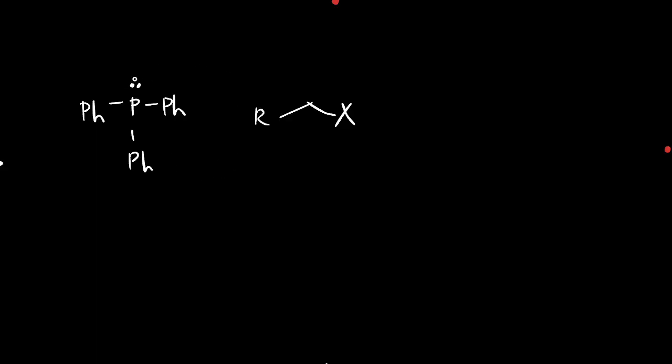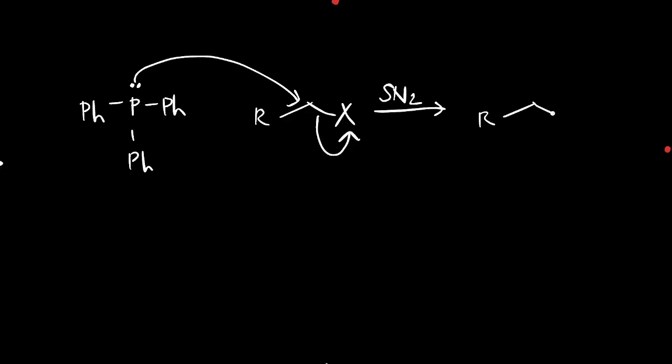And what we end up having here is an SN2 reaction. So we have the lone pair on our phosphorus attack this carbon, which then actually kicks off our halogen here. Because look, halogens we know are good leaving groups. It's going to kick off that halogen here through an SN2 reaction, giving us something like this, PPh3.